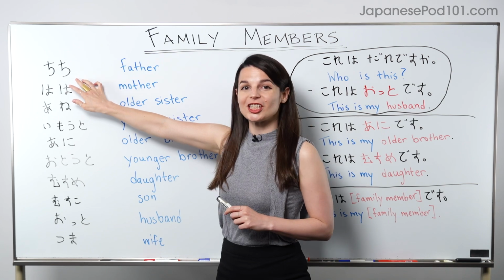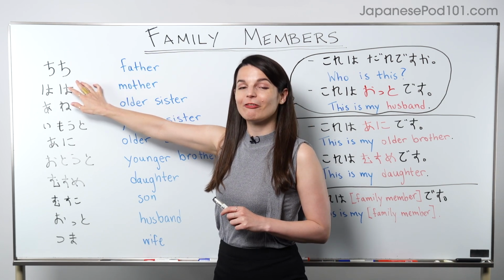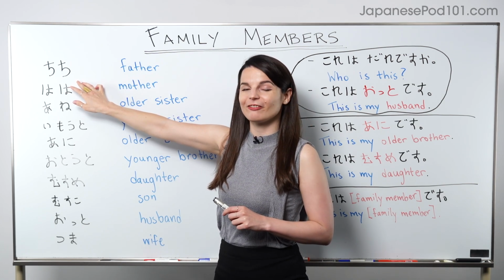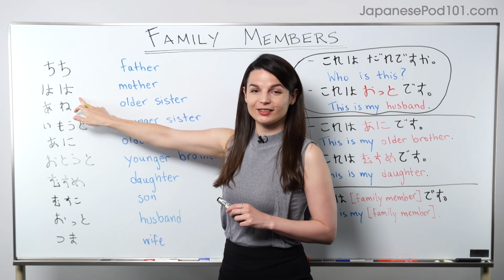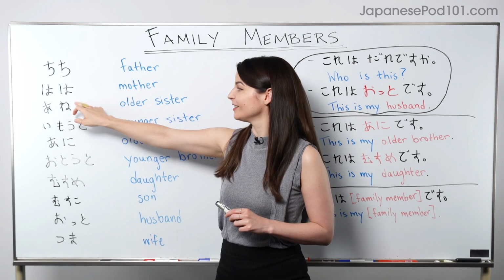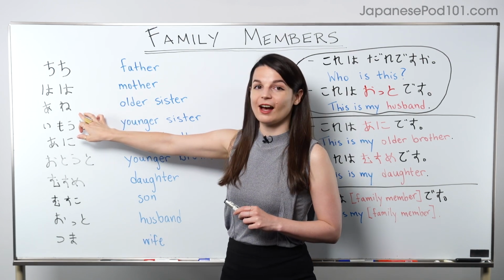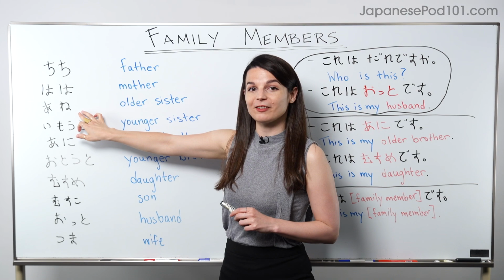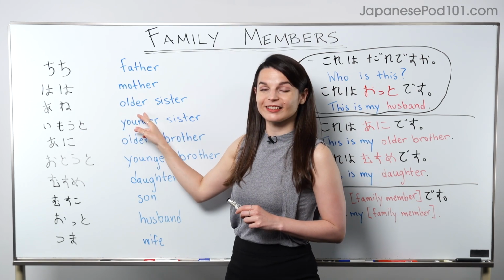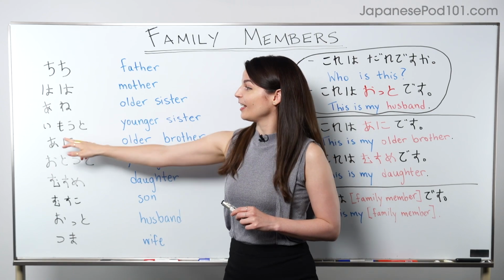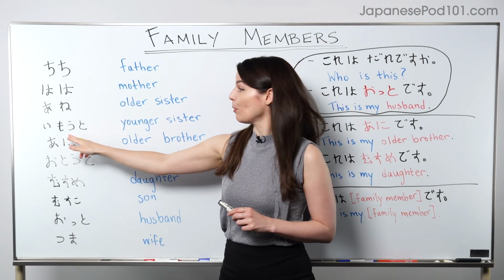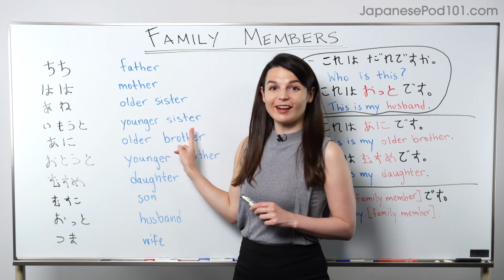First is chichi, father. Then we have haha, mother. Next is ane, which means older sister. Next is imoto, which means younger sister.